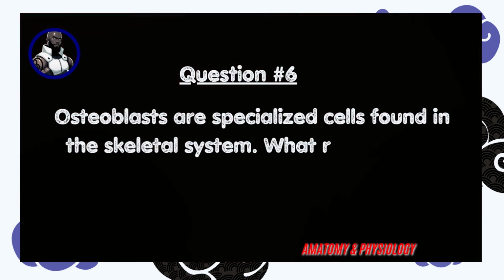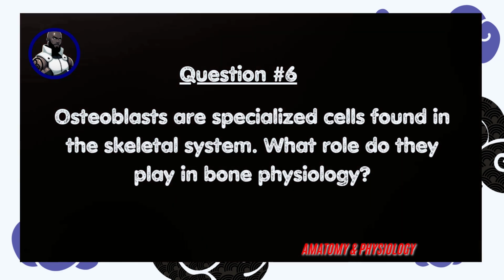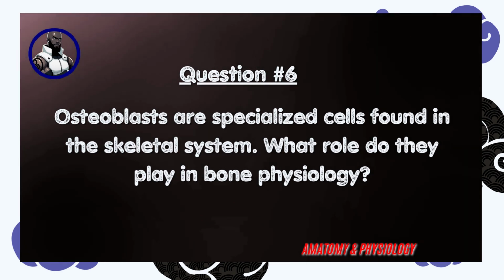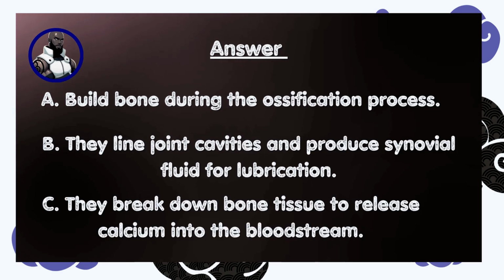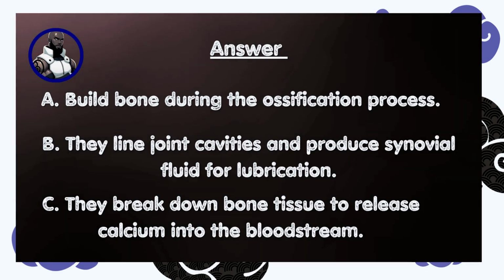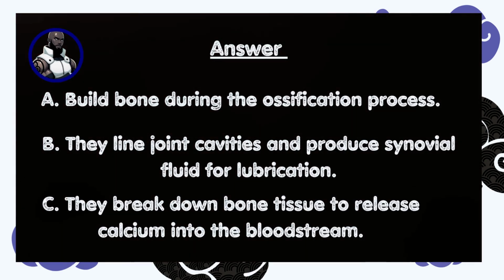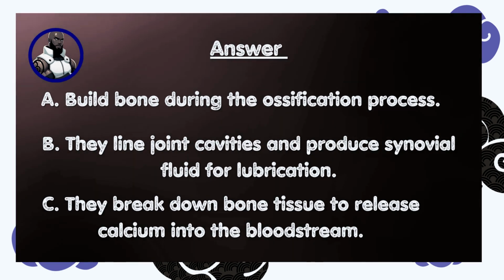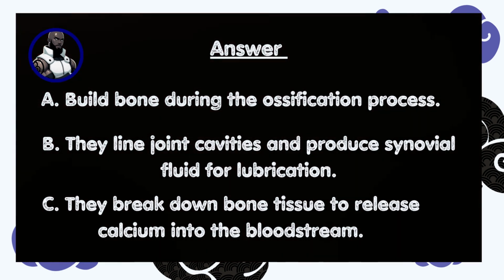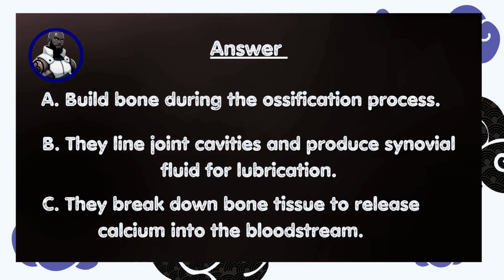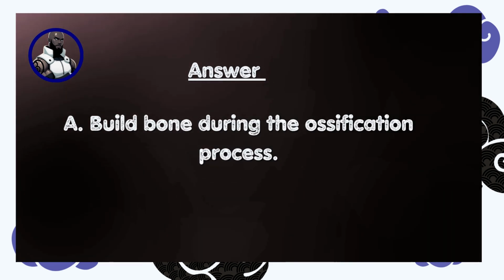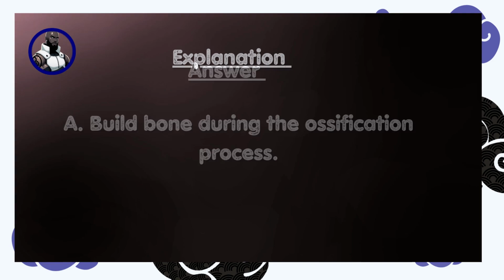Question number 6. Osteoblasts are specialized cells found in the skeletal system. What role do they play in bone physiology? A. Build bone during the ossification process. B. They line joint cavities and produce synovial fluid for lubrication. C. They break down bone tissue to release calcium into the bloodstream. The answer is A. Build bone during the ossification process.